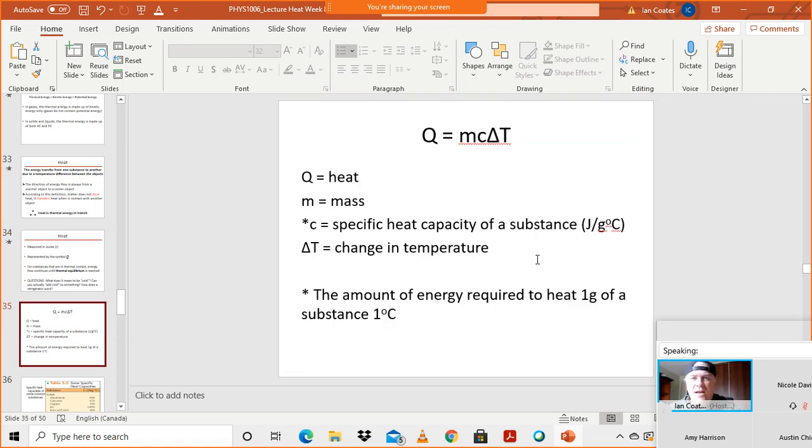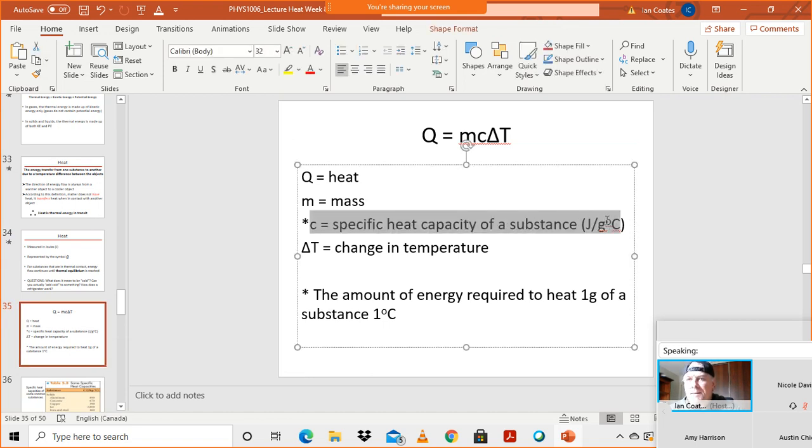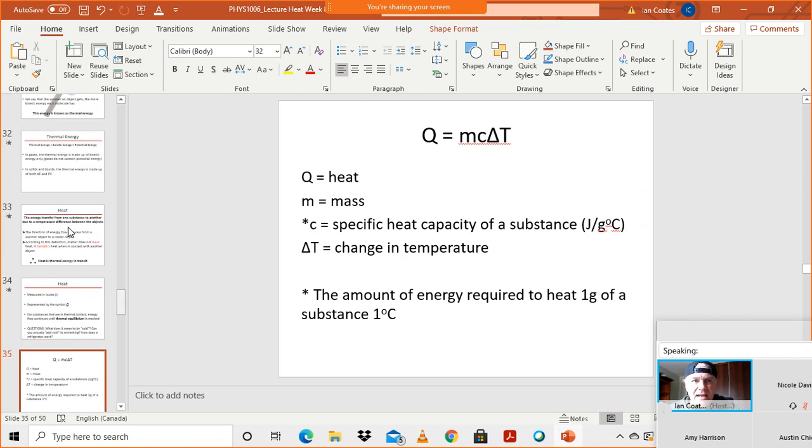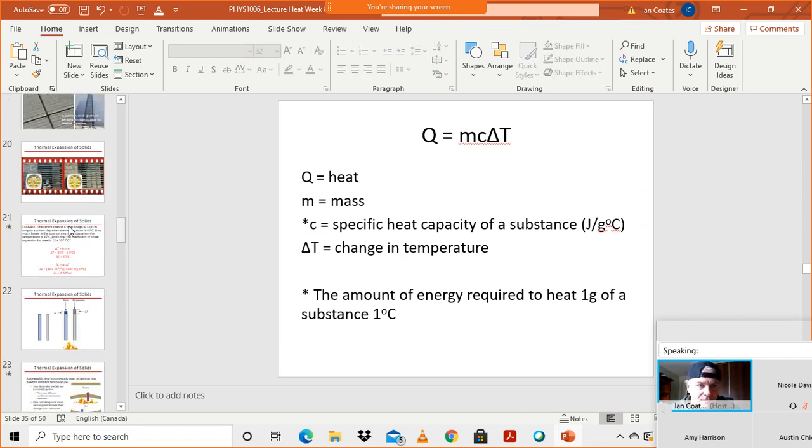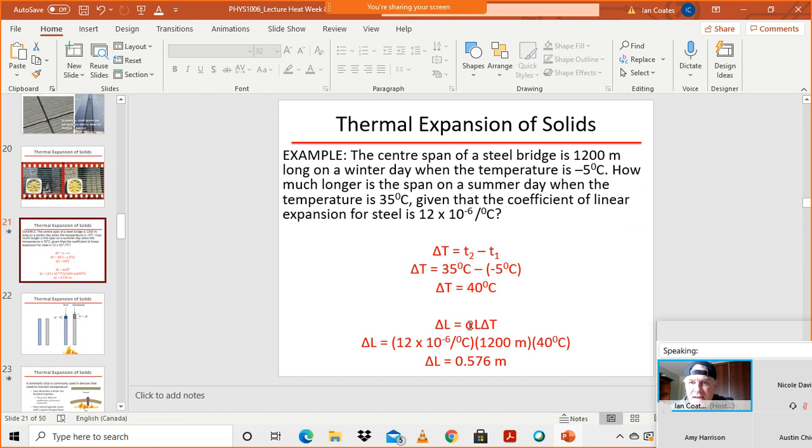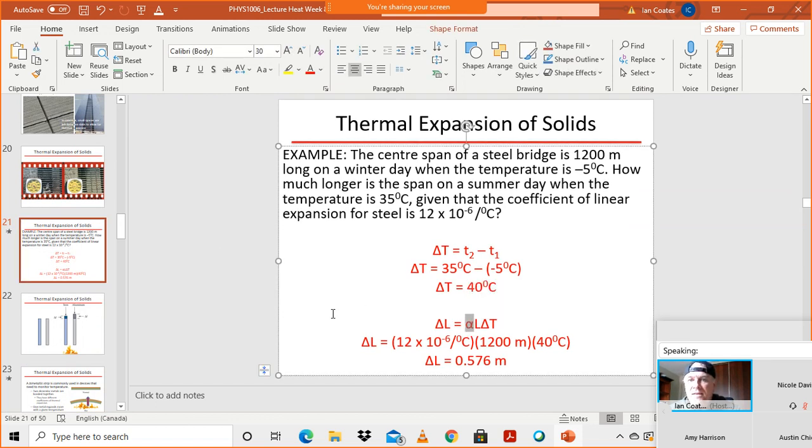All right. Interesting there. You guys have seen this before. Q is equal to mc delta T, where Q is the actual heat in joules, m is mass, and c is what we call the specific heat capacity. And again, like the alpha here, every substance has their own. With this alpha, we were talking about thermal expansion, right? Aluminum is different from gold, which is different from silver, which is different from whatever, okay?